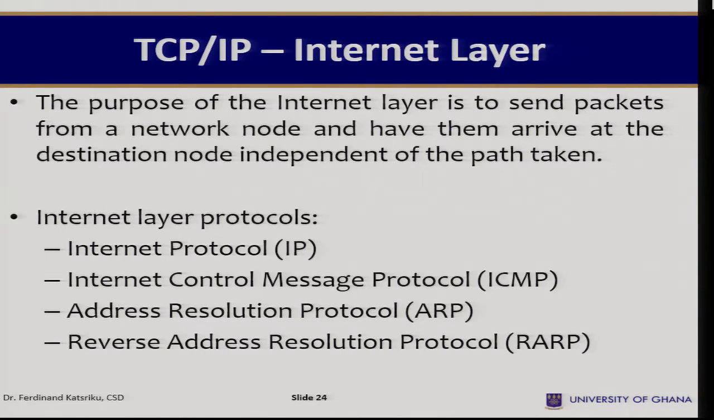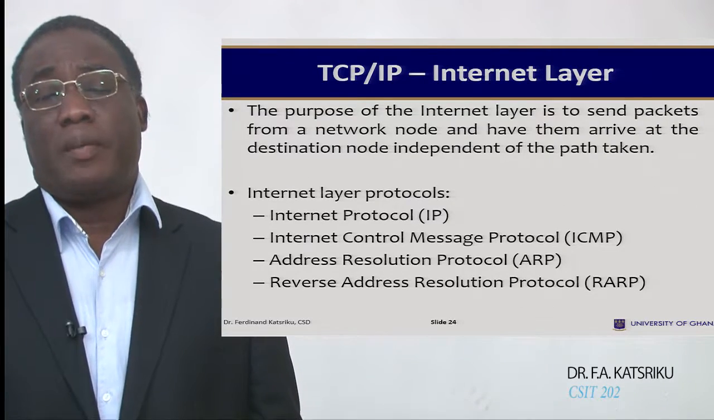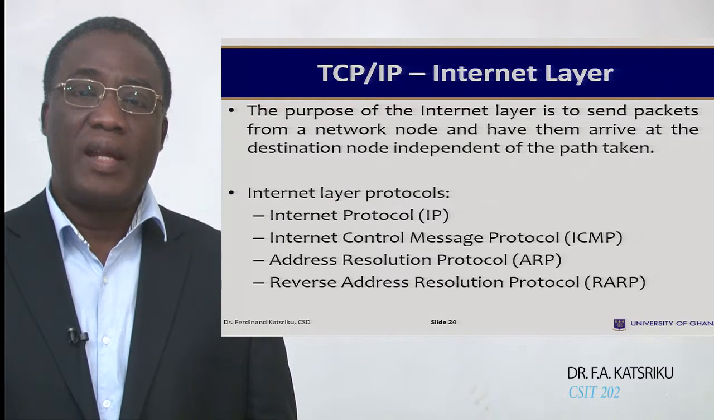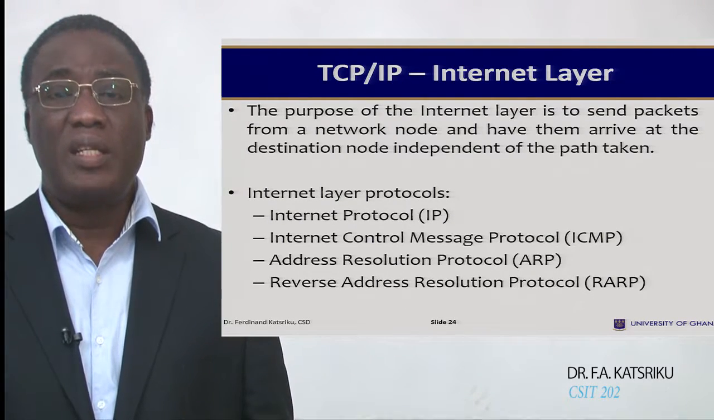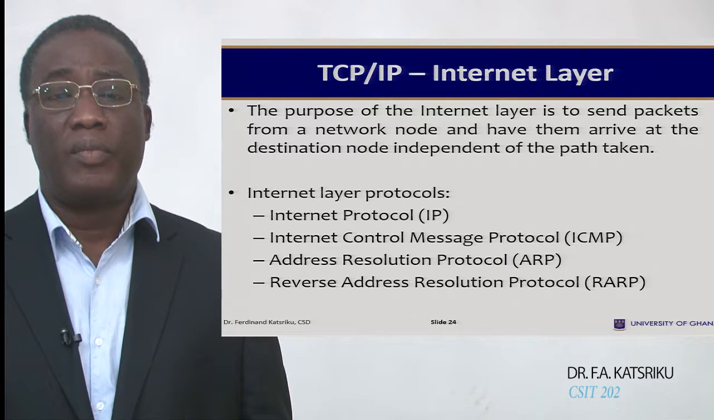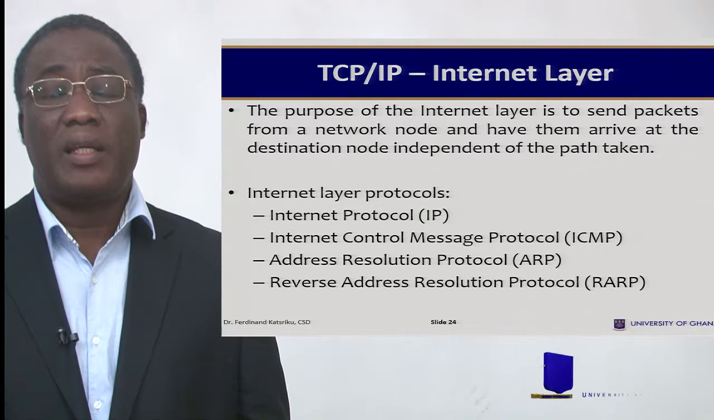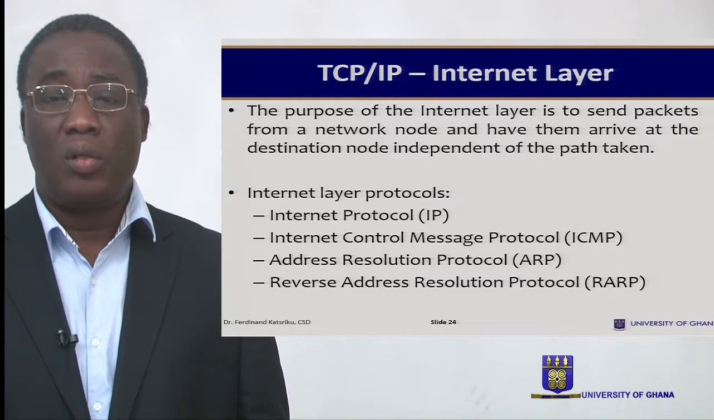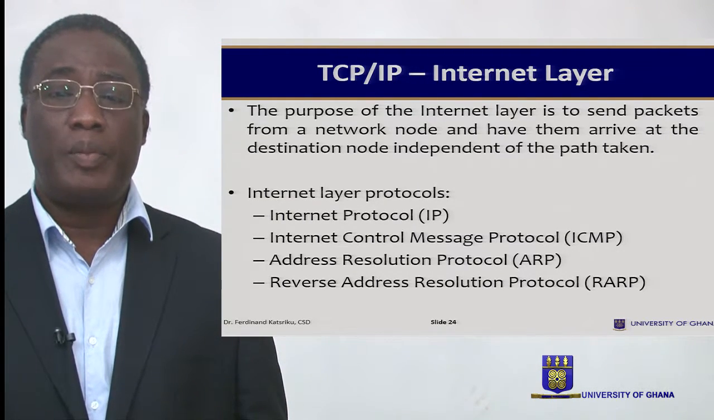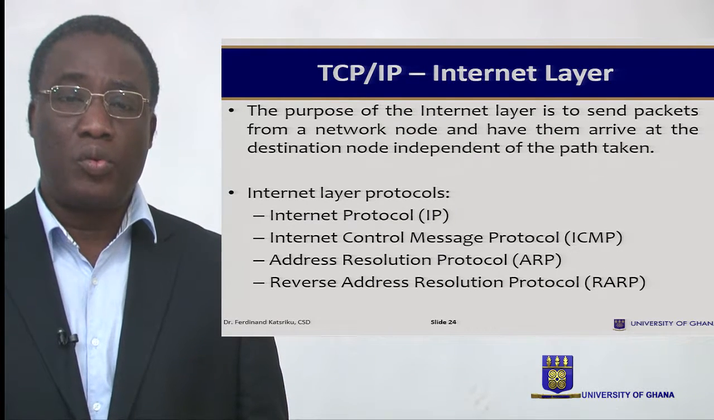What about the internet layer? What does it do? Its purpose is to send packets from a network node and have them arrive at the destination node independent of the path that is taken. The protocols that are associated with the internet layer are the IP protocol, the ICMP, ARP, and the RARP protocols.